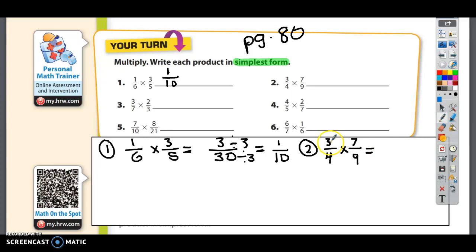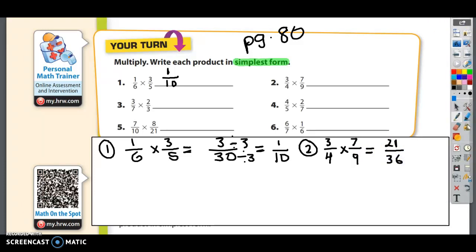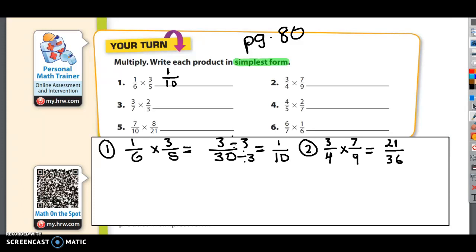If I multiply my numerators, I get 3 times 7, that's 21. And 4 times 9, that's 36. And this will be a good review on factors. If you forgot that 21 and 36 share a factor, it's a good thing to remember. 21 divided by 3 and 36 divided by 3. The common factor of 21 and 36 is 3.